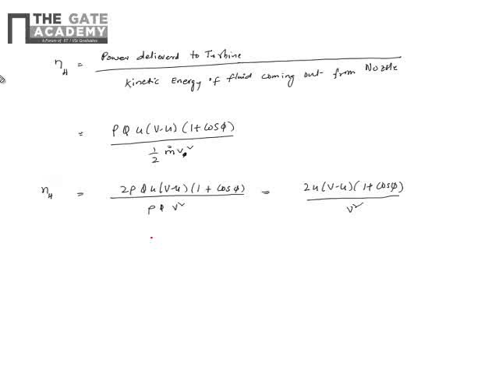Now one thing is, for a given blade angle, like for a given phi, the efficiency is maximum when u is v by 2, or 0.5 v. This can be easily derived. You can just differentiate the efficiency with respect to v and set it to 0. You will get that when u is v by 2, hydraulic efficiency is maximum.